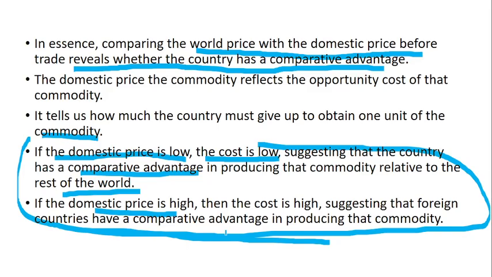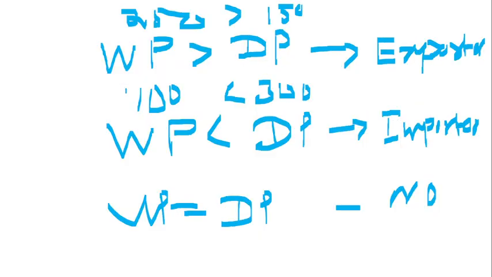And indirectly it means that if your domestic price is less, then you are more efficient in the production of the commodity, so you are able to produce the commodity at a lower cost. It suggests that your country has a comparative advantage in the production of that commodity. On the other hand, if your domestic price is high, then it means that you are less efficient, so your cost of production is high. It suggests that you have no comparative advantage and other countries have comparative advantage. This is the meaning of connecting trade with comparative advantage.